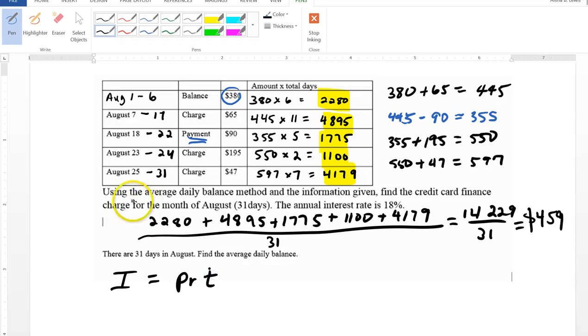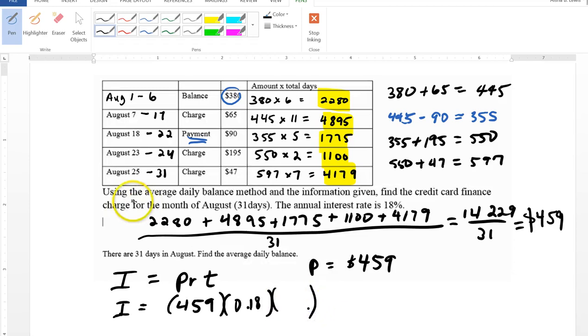So now we can calculate using our formula. Since we are given the principal amount now, and our principal here is 459. So we take 459 times the 18%. Of course, we convert that to a decimal. And we're finding the average daily balance. So we're using 31 days out of 365 days. So after multiplying all of those, we end up with $7.02.